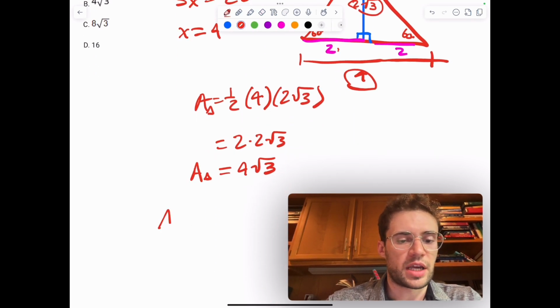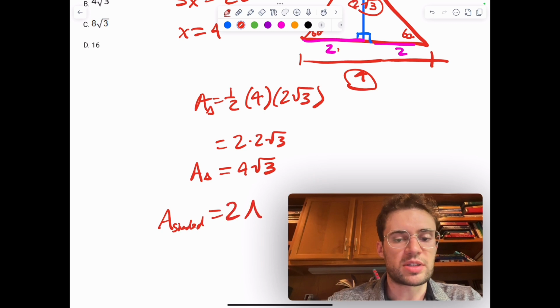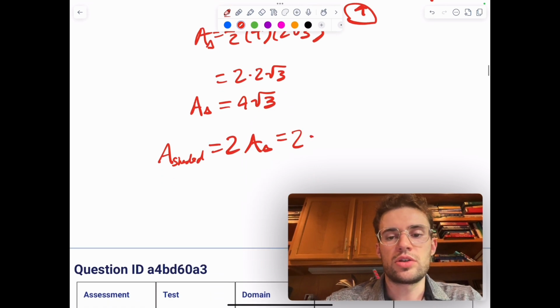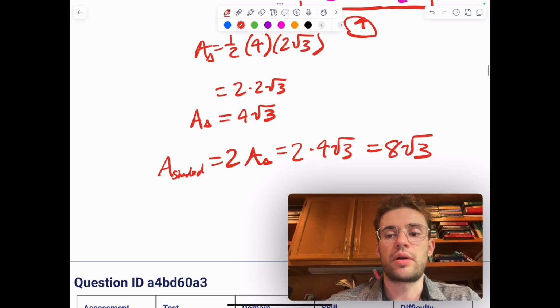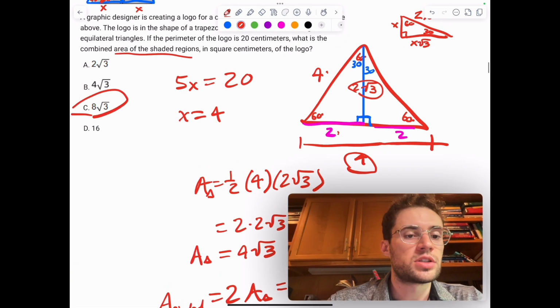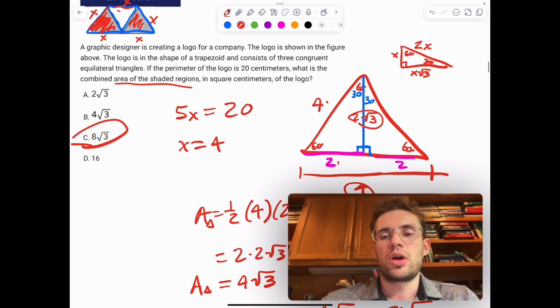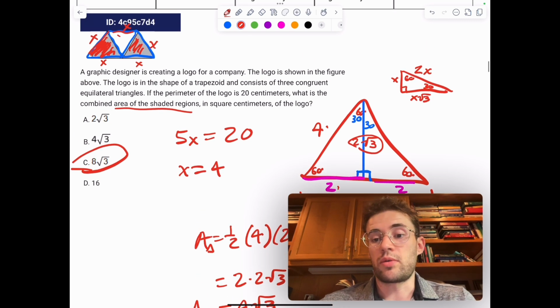Area, let's call this area shaded, equals 2 times the area of a triangle. So 2 times 4 root 3 is going to be 8 times the square root of 3, right? It's just double the area of one of them. So that's how you would do that. Again, knowing your 30, 60, 90 right triangles will be really helpful with these.